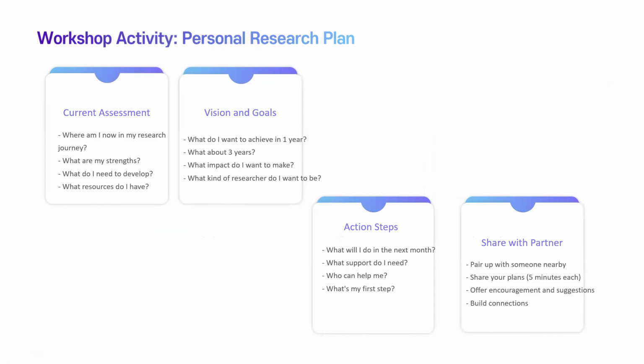This is a workshop activity. This is where everything comes together. I want you to create a personal research plan. You need to answer questions in 4 areas. First, current assessment. Where are you now? Second, vision and goals. Where are you going? Third, action steps. How will you get there?